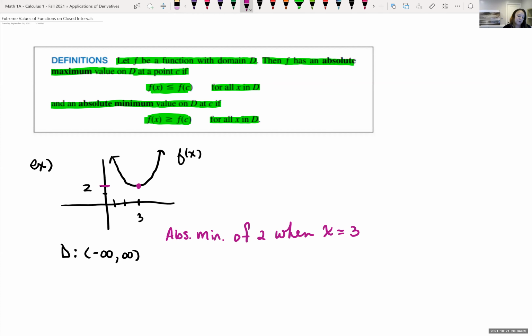Because our domain is negative infinity to infinity, there's no x value that will give us the highest y value, because that continues to shoot upwards and it never has one biggest y value. So in this case, there's no absolute max.